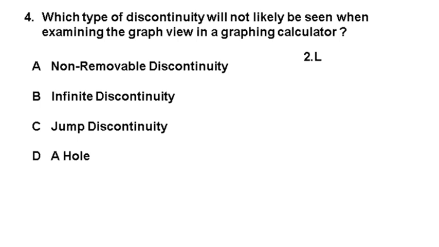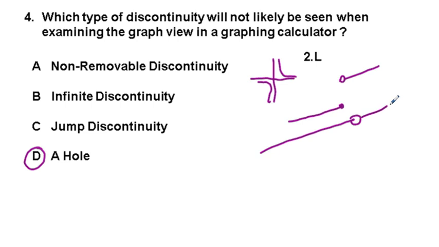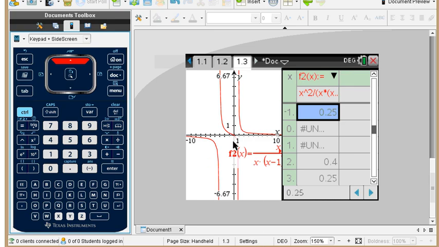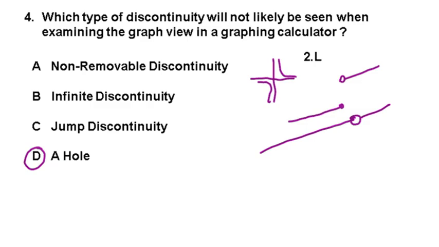4. Which type of discontinuity will not likely be seen when examining graph view in a graphing calculator? Well, a non-removable discontinuity is synonymous with an asymptote, really. An infinite discontinuity, that's another type of non-removable discontinuity. Jump discontinuity is like you have a function coming along and then the function will just jump to another place. So a hole is the correct answer. In fact, the hole was exactly this situation here in problem 2. You didn't see this discontinuity at x equals 0 because there is a hole there. You just can't see something that small, and a point, which is what a hole is essentially, is infinitesimally small.